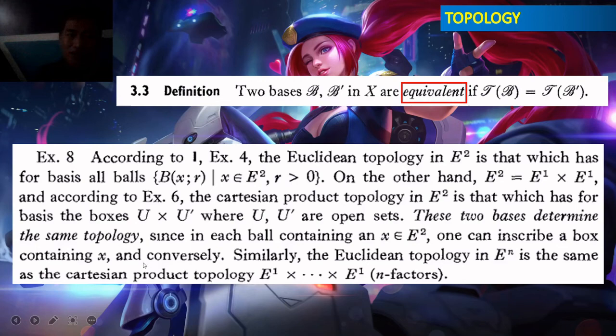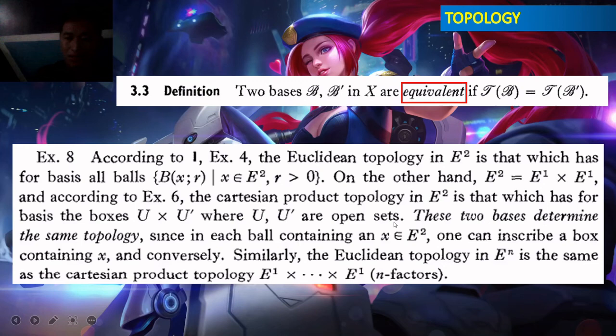And according to example number 6, the Cartesian product topology in E2 is that which has for basis the boxes. Right? Boxes, that was the form earlier. U cross U prime, where U and U prime are open sets. Right? They are open sets, since they are open intervals, elements of tau, and then we take the cross product of all their elements. So it forms a box or a square. Now, these two bases of the Euclidean topology determine the same topology, the balls or the boxes. You can see the bases twice in E1 cross E1.